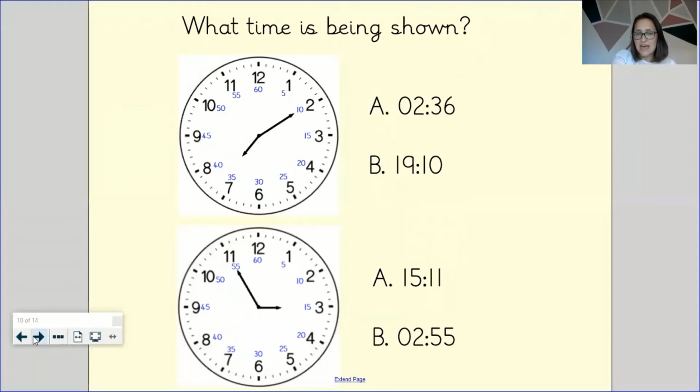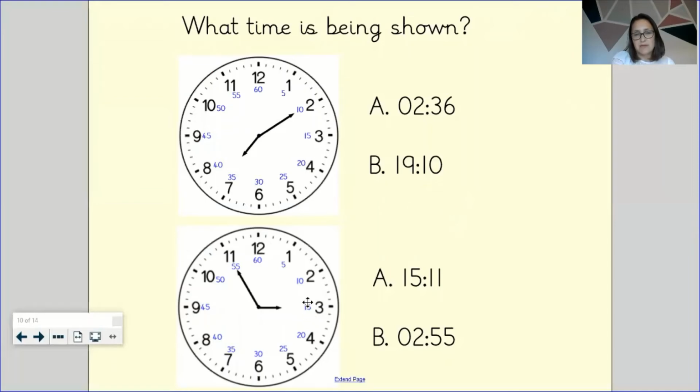Okay, I want you to pause me and have a go, looking at these 2 clocks and deciding whether it's A or B for the time. So pause. Okay, coming back. So the hour hand is between the 7 and the 8. The minute hand is pointing at the 10. It is 10 minutes past 7 or 7:10. Now we're looking at 24-hour time today. So it is not 7, but remembering the difference of 12, 7 plus 12 is 19. So it is 19:10, B.